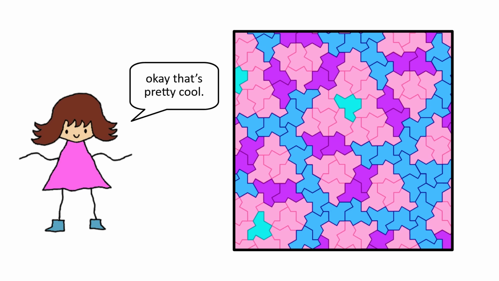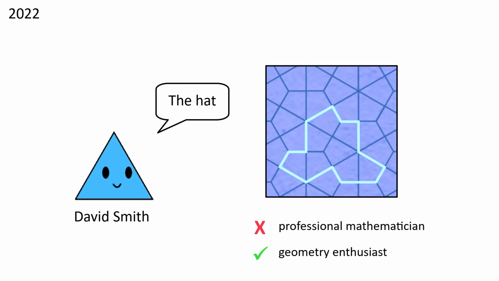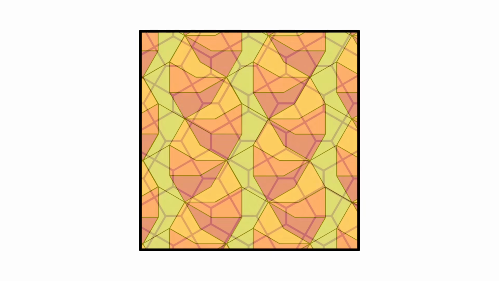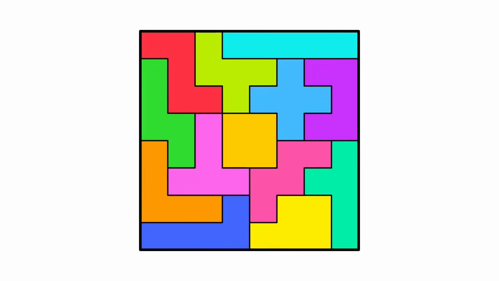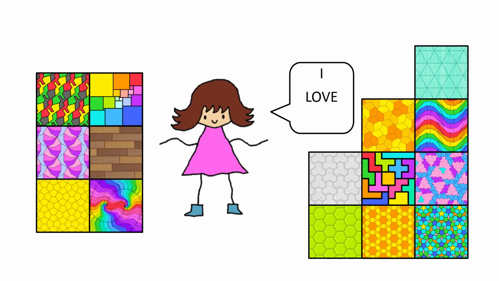The aperiodic monotile really shows why I like tiling so much. Its creator, David Smith, isn't even a professional mathematician, but rather a geometry enthusiast, and yet he made the biggest mathematical breakthrough of the year by simply messing around with shapes. It shows how tilings are not only fun to develop and beautiful to look at, but they also have potential to reveal deep mathematical truths about our universe. In other words, I love tiles.